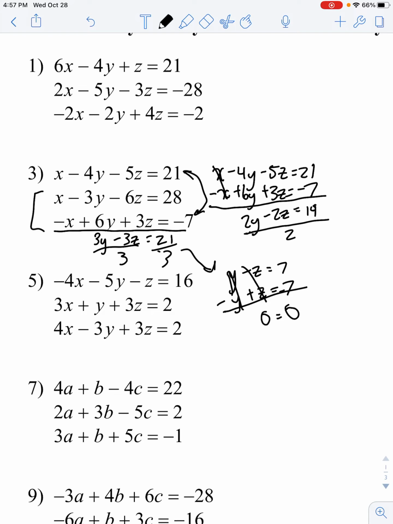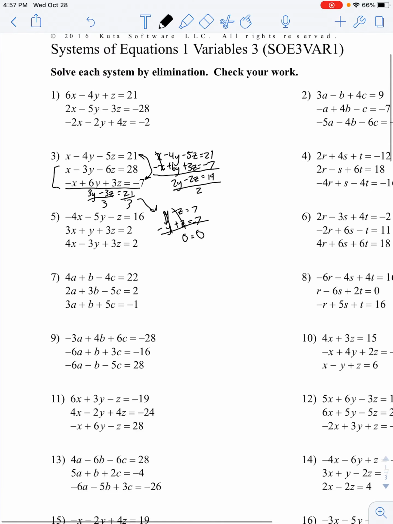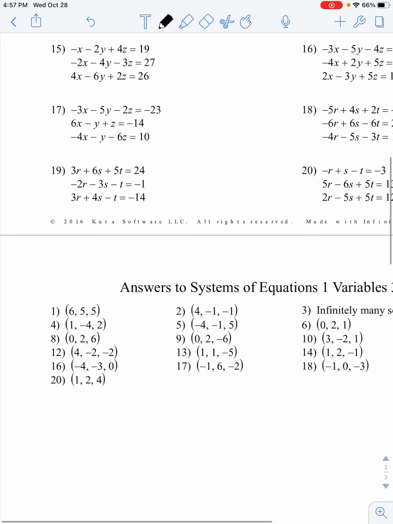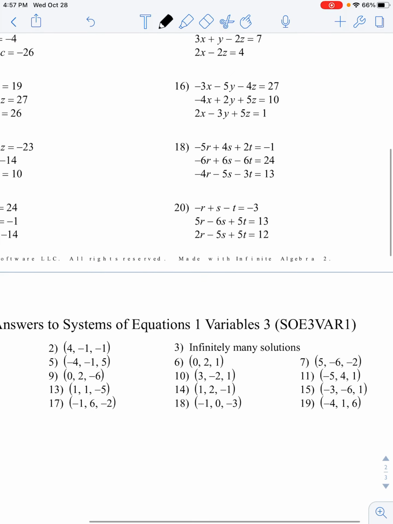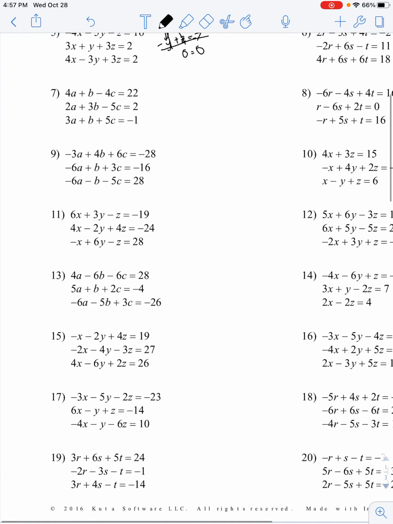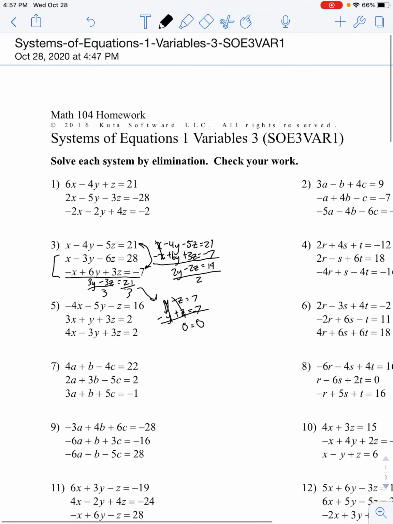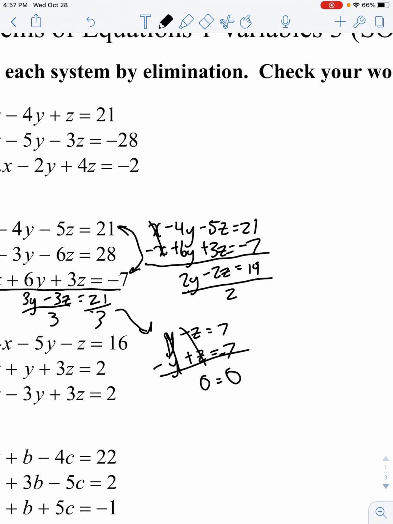So for this system of equations, if you look at the answers down here, you should end up with infinitely many solutions, okay? And the reason that you end up with infinitely many for this is because of the fact that 0 always equals 0. That's always going to be true. And when something is always true, it will end up with infinitely many.